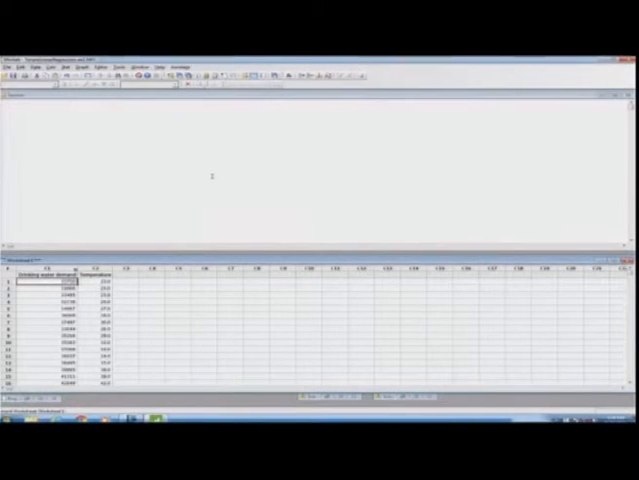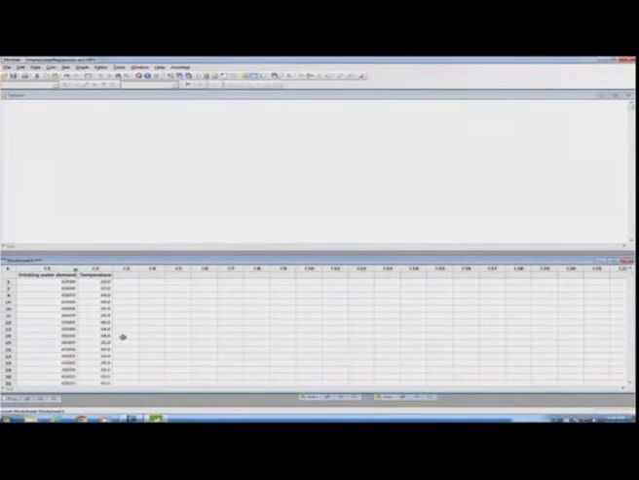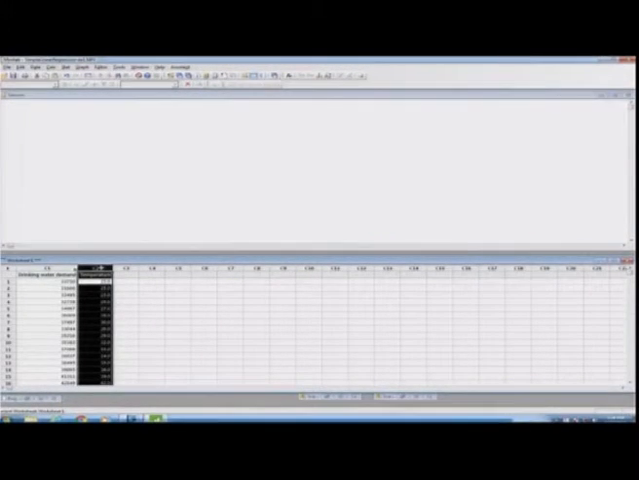So this is the window of the MINITAB statistical software. Here you can see that in the first column, I have already entered the data on the drinking water demand, and in the second column I have already entered the data on the temperature. So you can see here that there are altogether 27 observations. This drinking water demand is going to be our response variable, and temperature is going to be here the independent variable.